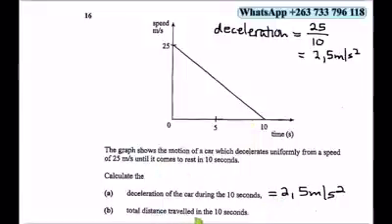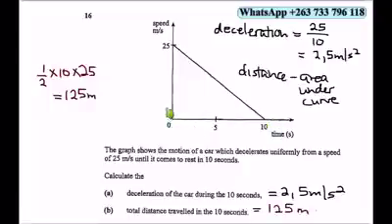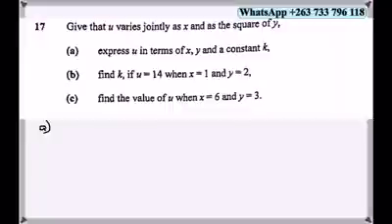Then part B, the total distance traveled in 10 seconds. So in a traffic graph, the total distance is the area under the curve. So the shape here is a triangle. So we use half base times height. So this is my base, this is my height. So half base times height will give me 125 meters.